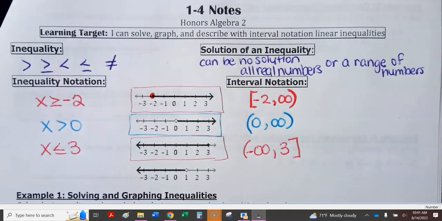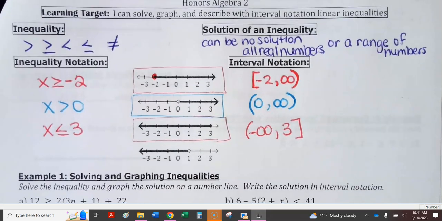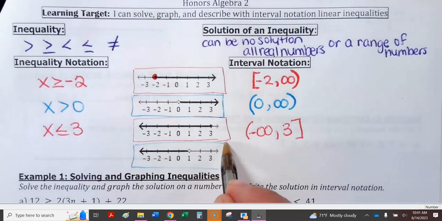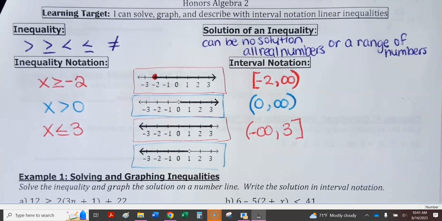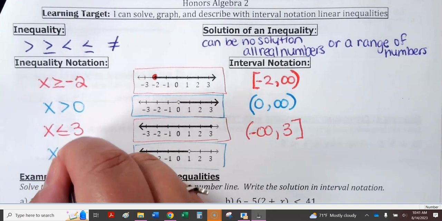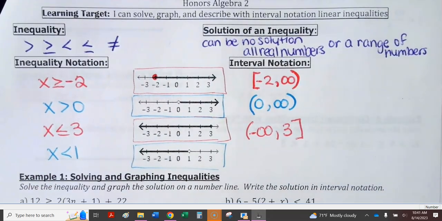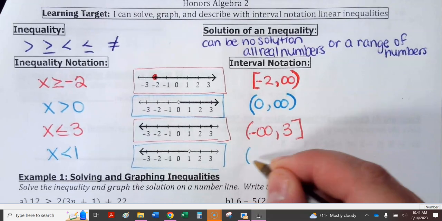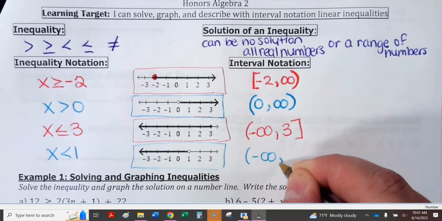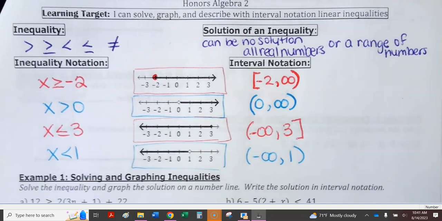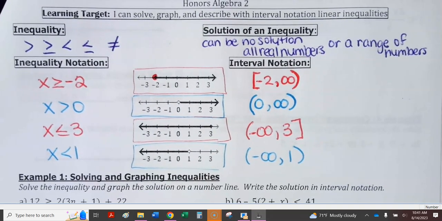Okay, I have one last one. What would you write down for your inequality for this last graph that we've got? X is less than 1. Sweet. Okay. Anybody want to try the interval for that one? Could you write that with an interval notation? Perfect. Okay, is anybody having a question so far?